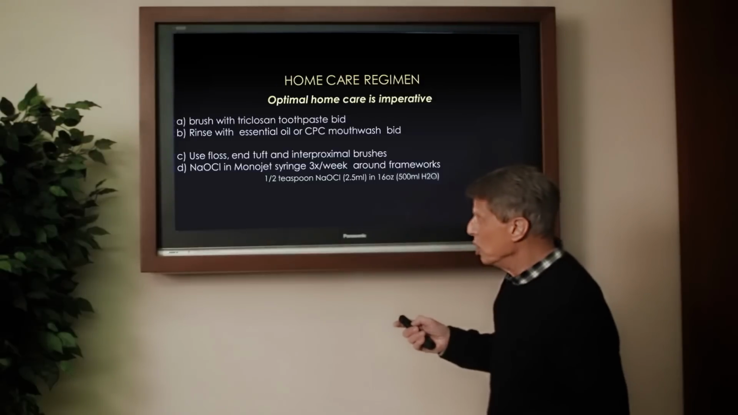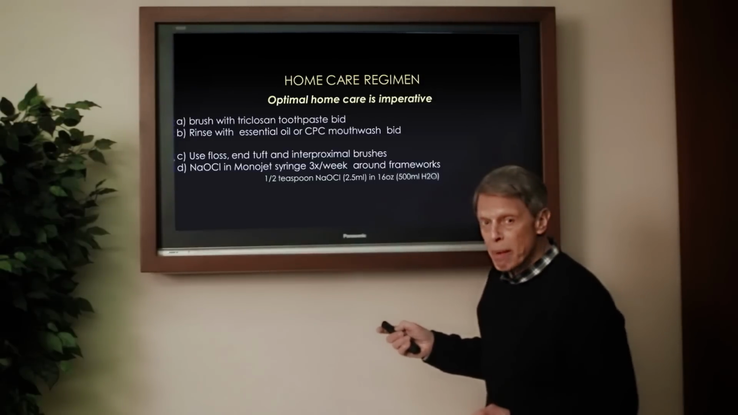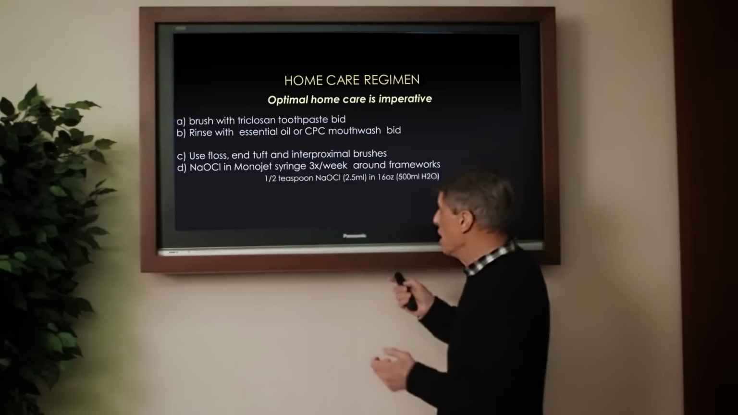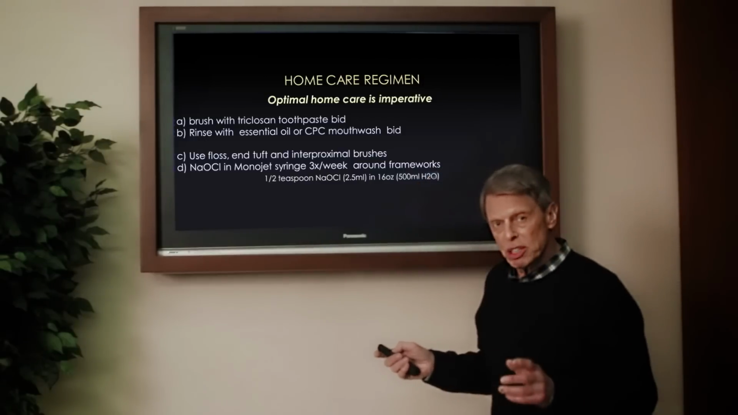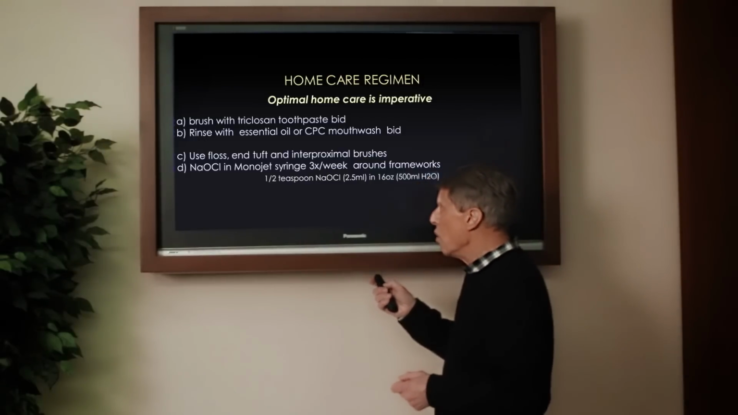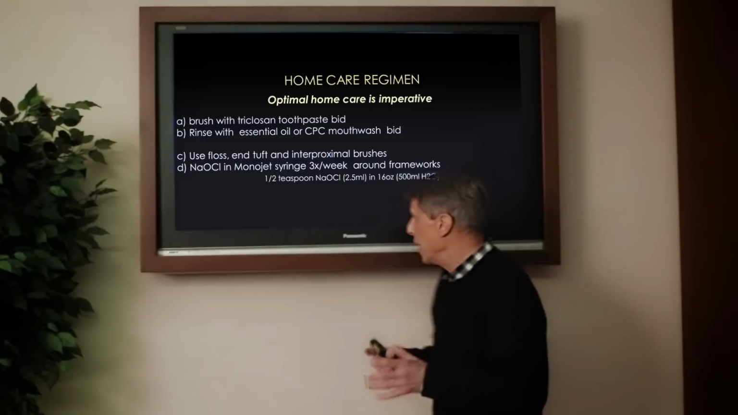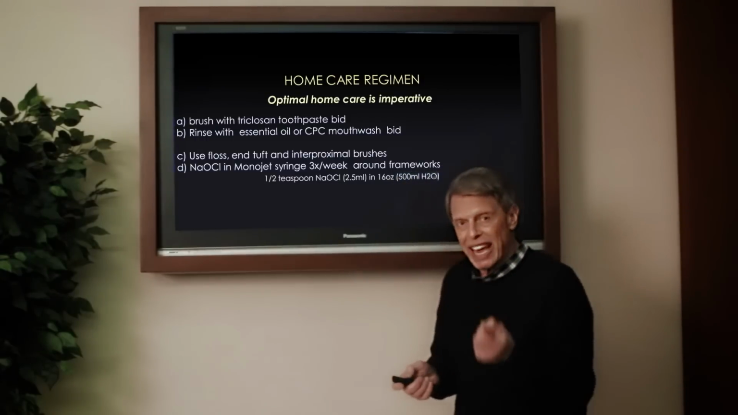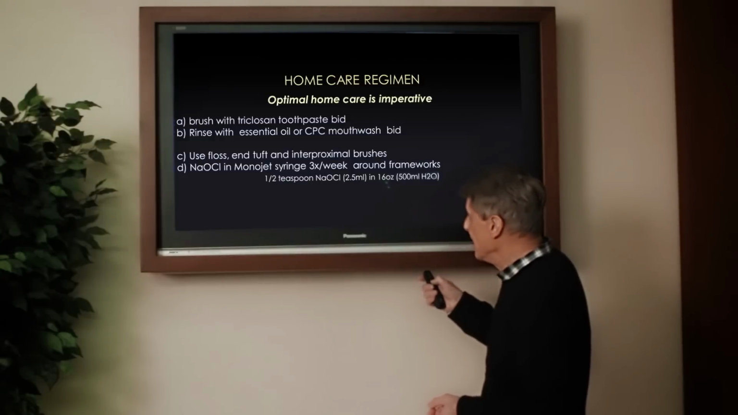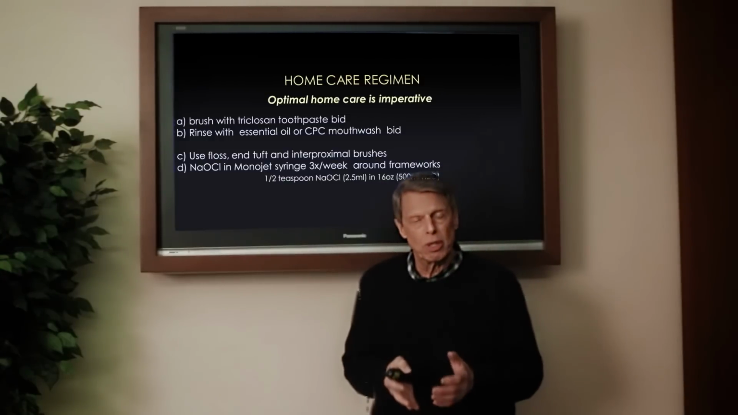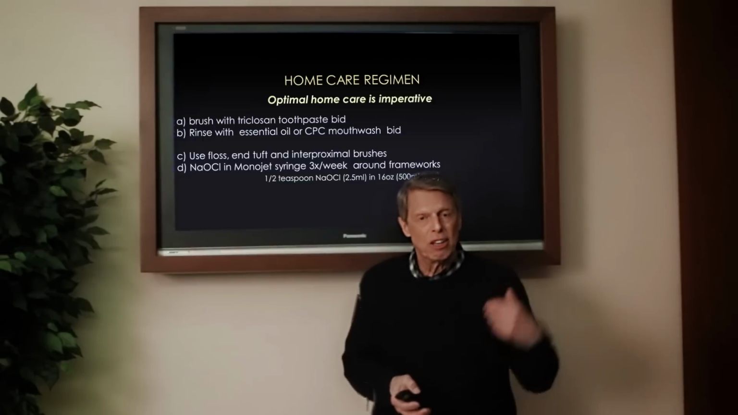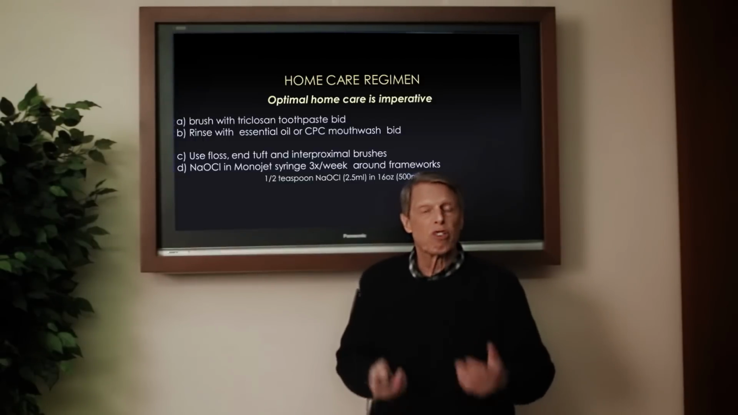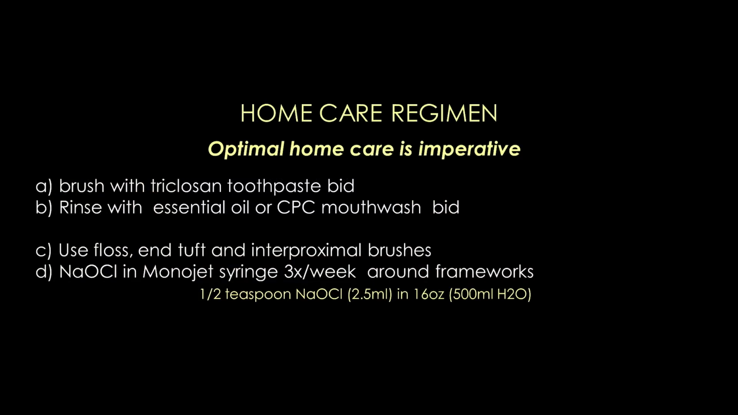And you're going to tell them to irrigate with sodium hypochlorite in the monojet syringe 3 times a week around and under the frameworks. And the concentration you're going to tell them to use is you're going to tell them to take 1/2 teaspoon of sodium hypochlorite, which is 2.5 milliliters, just a half a teaspoon, and you're going to tell them to put it into 16 ounces, or 500 milliliters, of water and make that type of solution, and then use the monojet syringe to irrigate as best they can under the frameworks of the implants. And that's what we tell our patients to do in order to treat the mucositis.